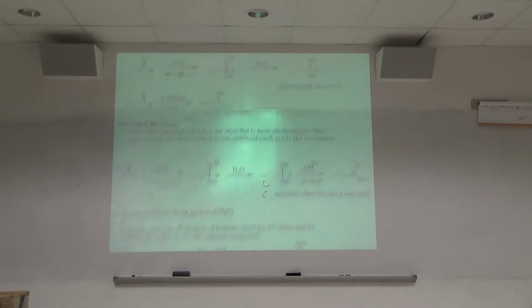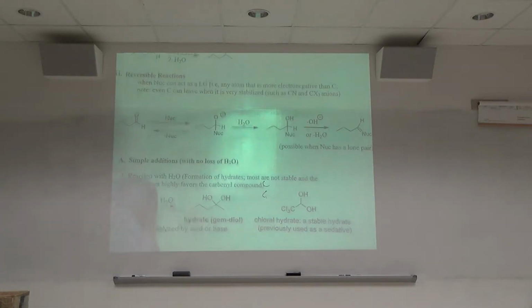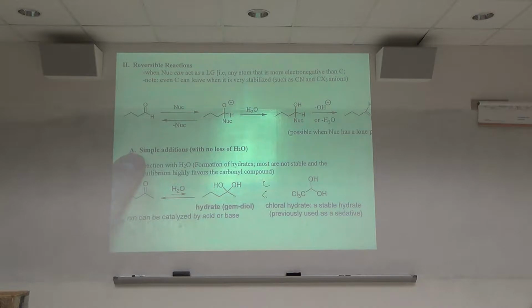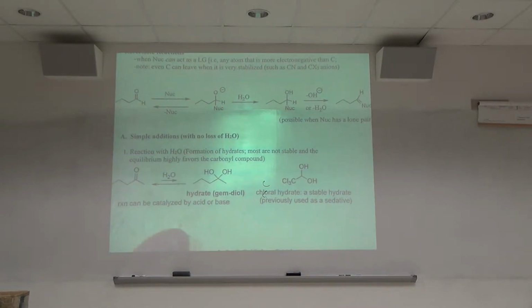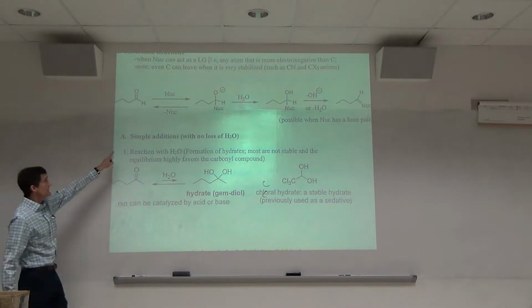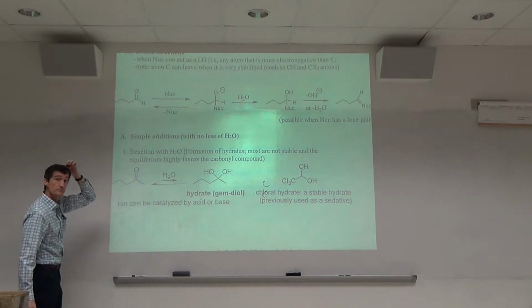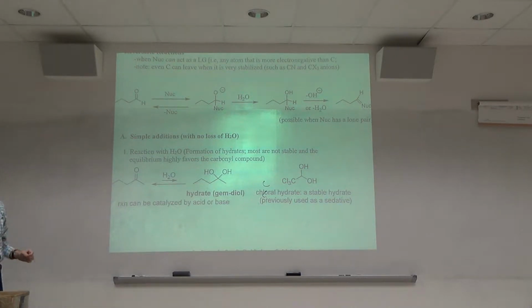Okay, let's do some examples. Roman numeral 2a. Eventually we'll be on 2g. But we're always going to be under reversible. Okay, enough of that. The first is going to be simple additions. The next ones will be not so simple.